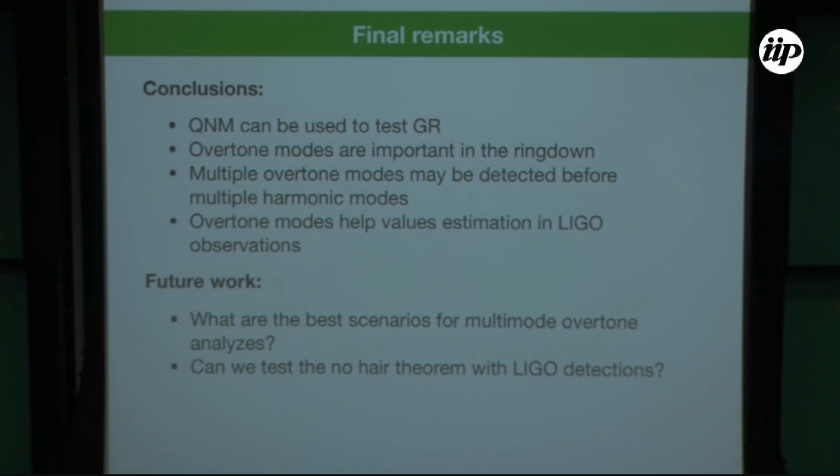And we can ask ourselves if we can detect overtones in LIGO and then test the no-hair theorem. Because in the paper I showed below, before, they didn't consider measuring the modes separately. So they considered the modes came from the same black hole, and then they estimated the values accordingly. That's it.